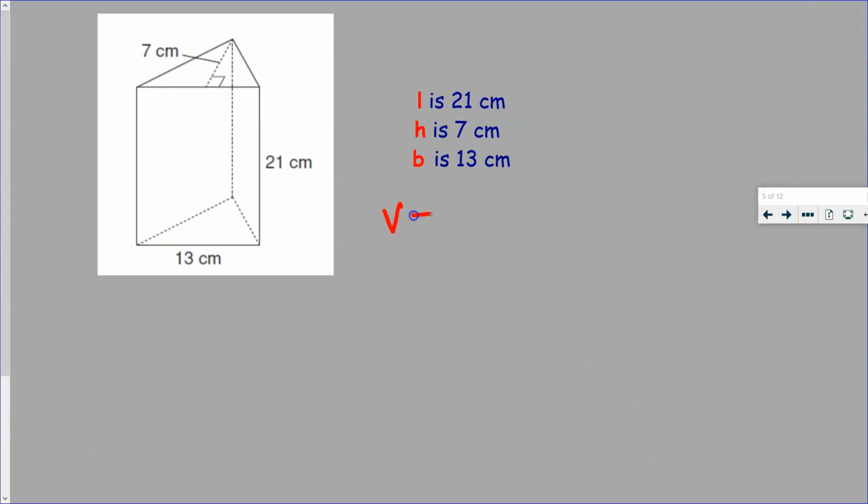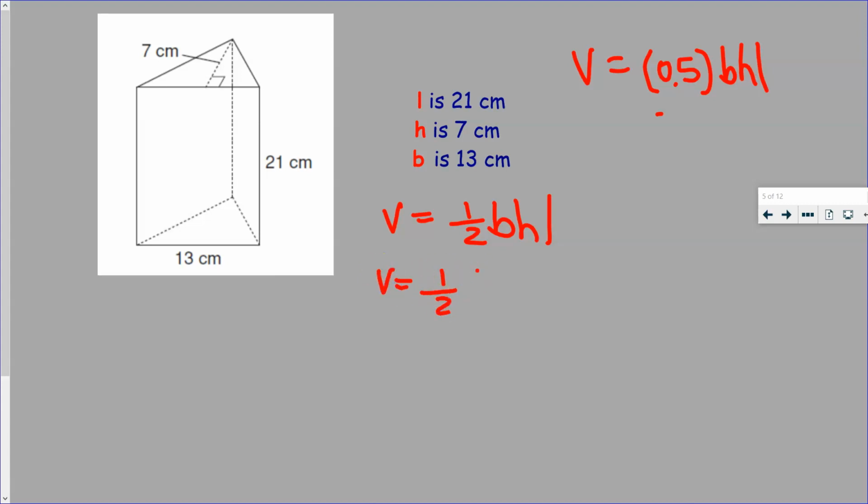Volume equals 1/2 base times height times length. In some places you might see this written with 0.5, because 0.5 is the same as 1/2. And that's what you're going to punch on your calculator. You can do it this way, or you can take these 3 and divide them by 2. That's what we're going to do here. So we've got 1/2 times 13 multiplied by 7 multiplied by 21.